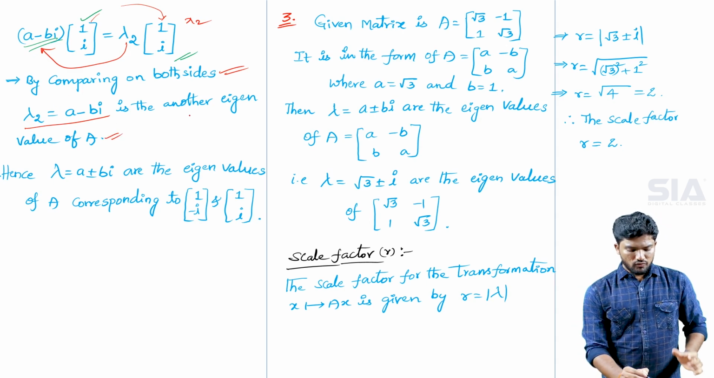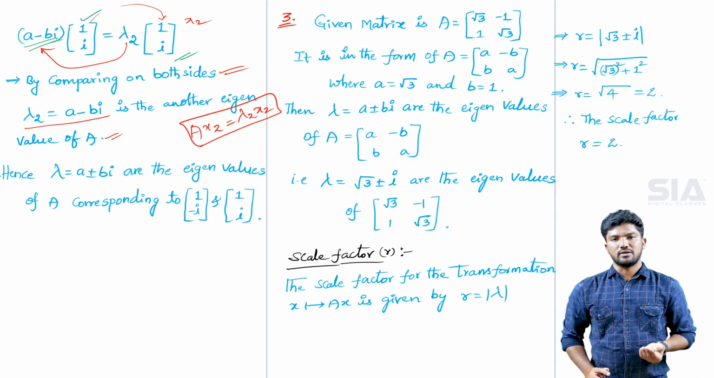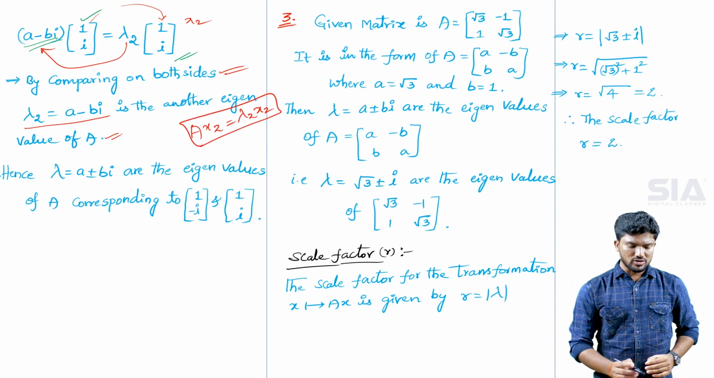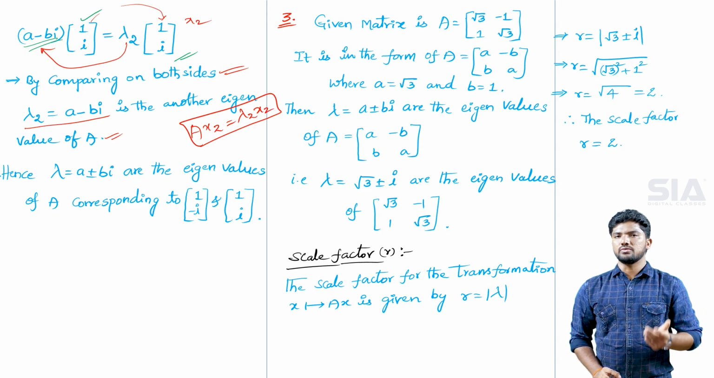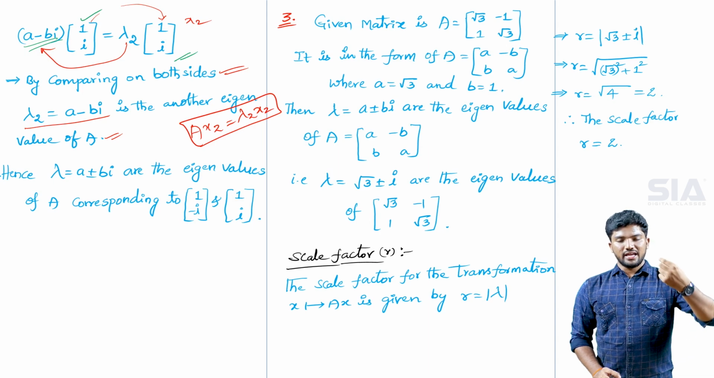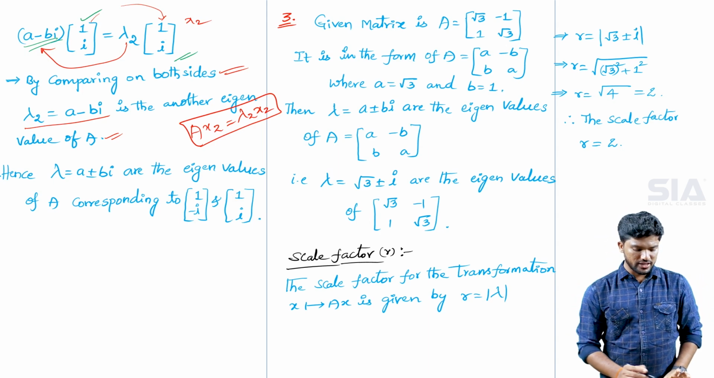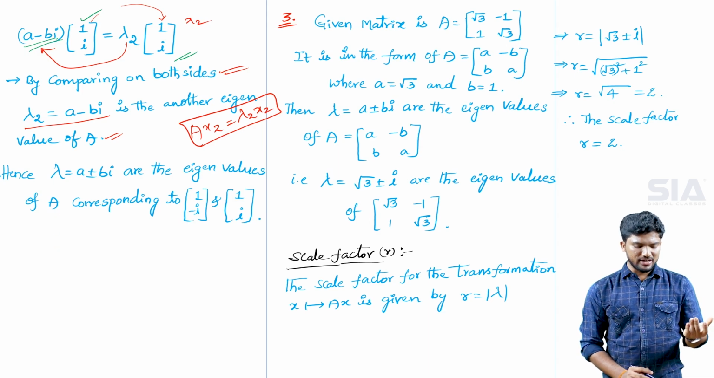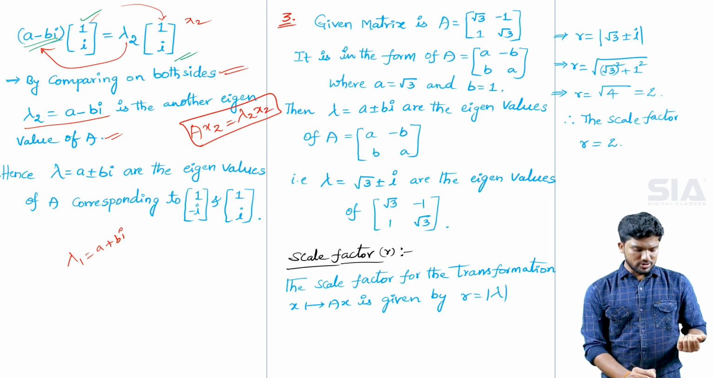How can we say that? Because we have already taken this formula, A x2 is equal to lambda 2 x2. What is that formula? The eigenvector formula. Using the eigenvector formula, if we get a constant value, that constant is definitely the eigenvalue. Why? Because eigenvectors are always formed by the corresponding eigenvalue only. So already previously we got lambda 1 is equal to a plus bi, and now we got lambda 2 is equal to a minus bi.